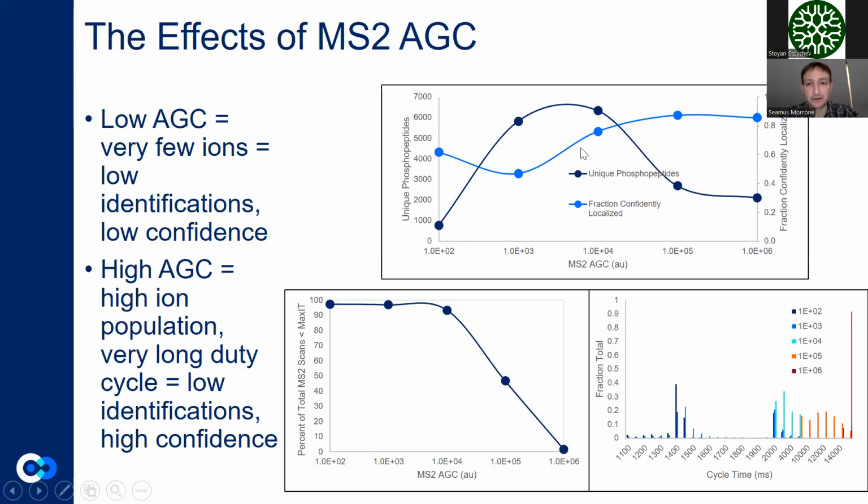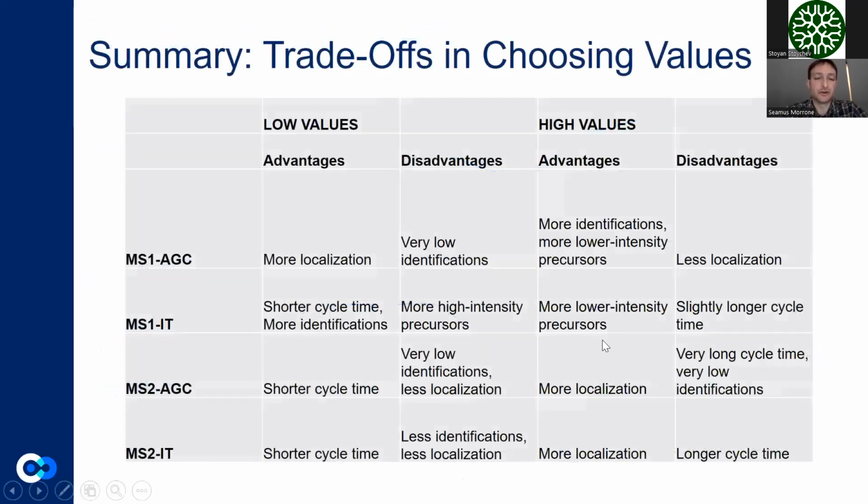And then as we increase to a higher AGC, we're getting higher ion populations in the fragmentation spectra. But unfortunately, we're getting a longer duty cycle, which leads to this lower amount of identified phosphopeptides, but they're higher quality spectra, so it leads to high localization confidence.